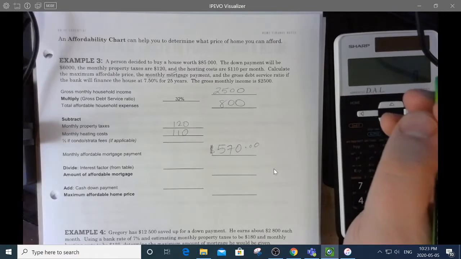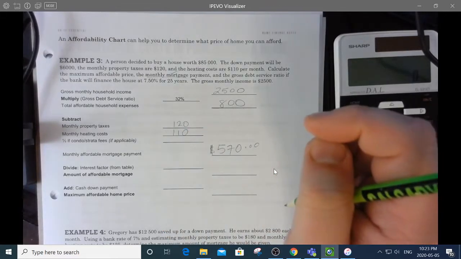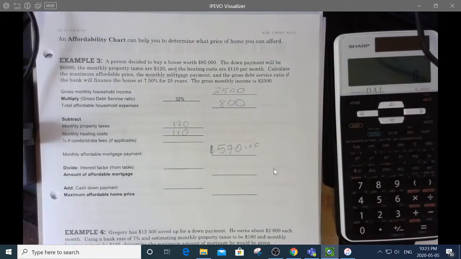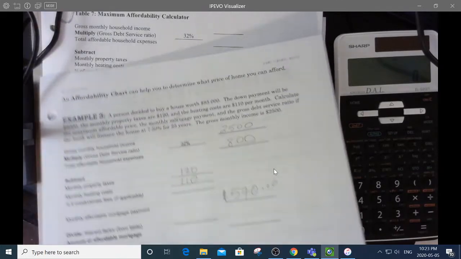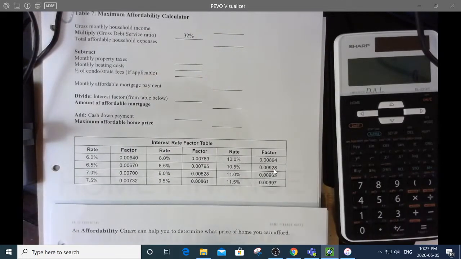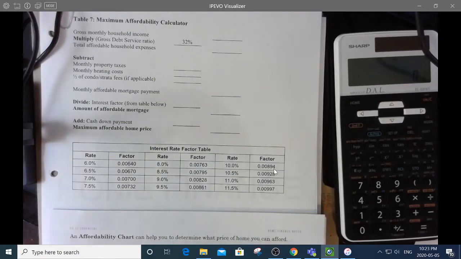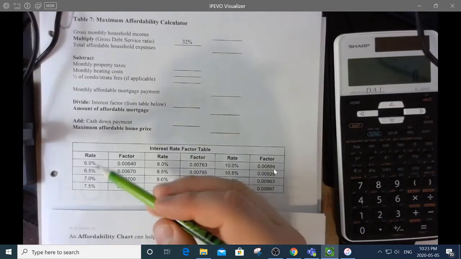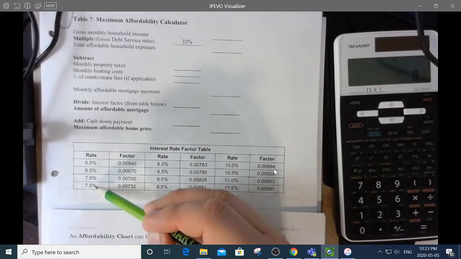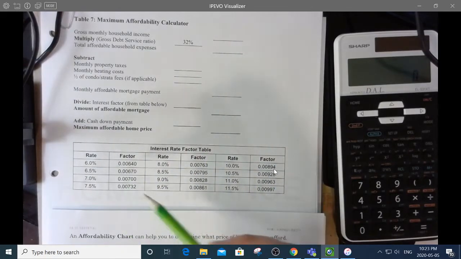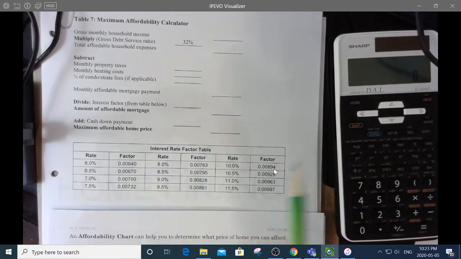Okay, so we're going to divide by an interest factor from a table. I haven't shown you this table yet. It's again at the back of your booklet. In fact, I think it might even be the last page where all the tables and charts are. And notice there's another blank one of these forms if you want to use it to do another question later. You just look up a 7.5% mortgage for 25 years. I think all of these are based on 25 years, so you only have one chart to look up.